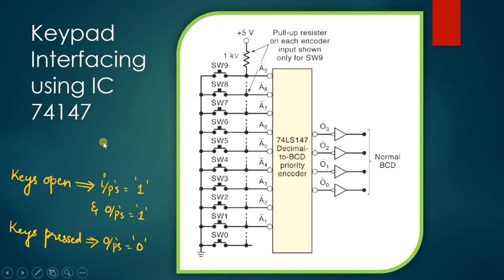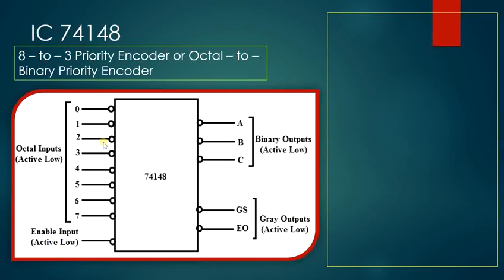So this is basically a priority encoder, as we have seen, and this is an octal to BCD converter. Octal to BCD converter. So you have totally 9 inputs and you have outputs to be equal to 4. Looking at the next particular IC, that is 74148.